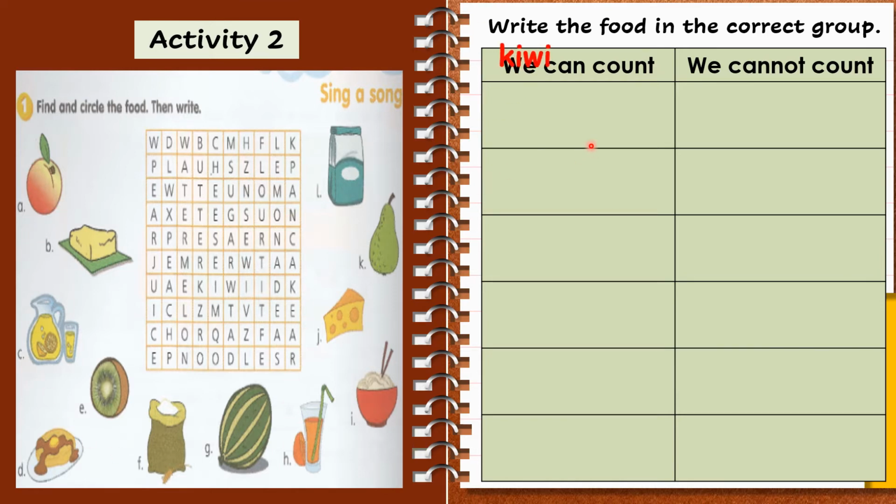For example, kiwi. Okay, we can count kiwi. Kiwi is a countable noun, so we put into this group. We can count. Next one, butter. Butter is uncountable noun. That's why we need to put into the correct group. We cannot count. So try to proceed with all the food. Okay, peach, butter, lemon juice, sugar, watermelon, orange juice, noodles, cheese, pear, and flour. Okay, so you put all the food into the correct group.